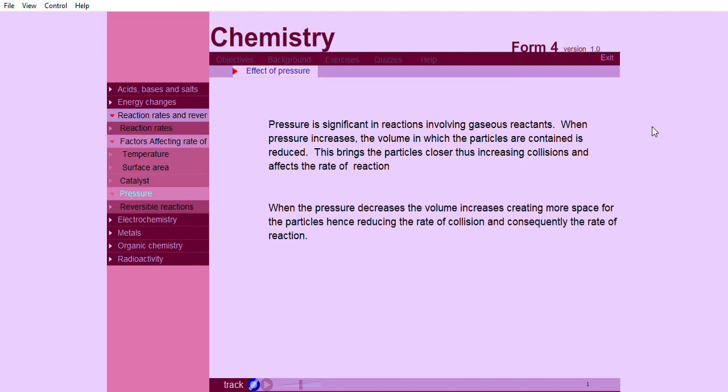When the pressure decreases, the volume increases, creating more space for the particles, hence reducing the rate of collision and consequently the rate of reaction.